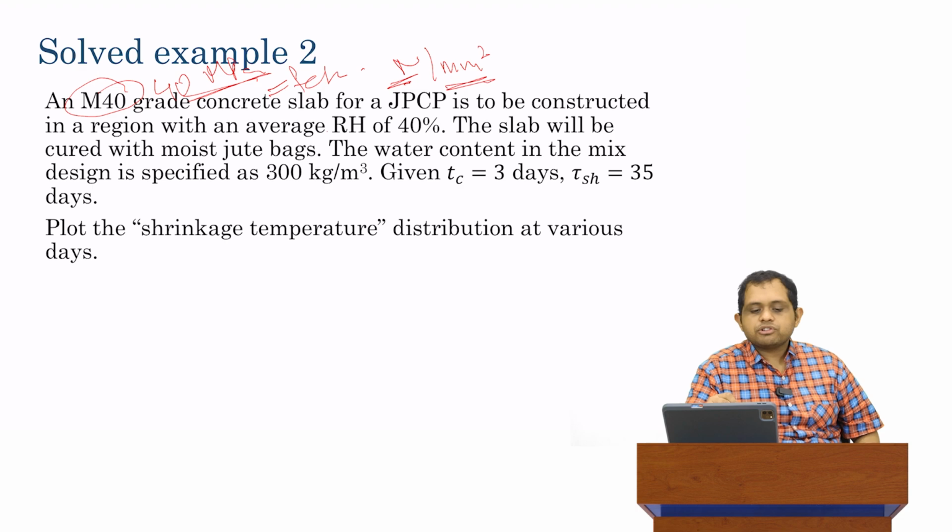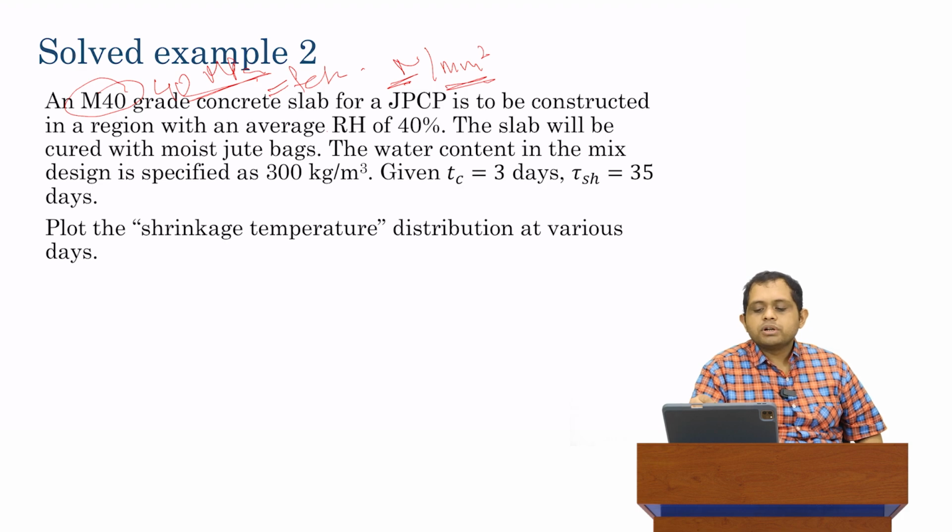Okay, so let's go back to the question. An M40 concrete slab is to be constructed in a region with an average relative humidity of 40%. Now, this doesn't have to be the year-long average. It can just be the average during the period of construction. The slab will be cured with moist jute bags.